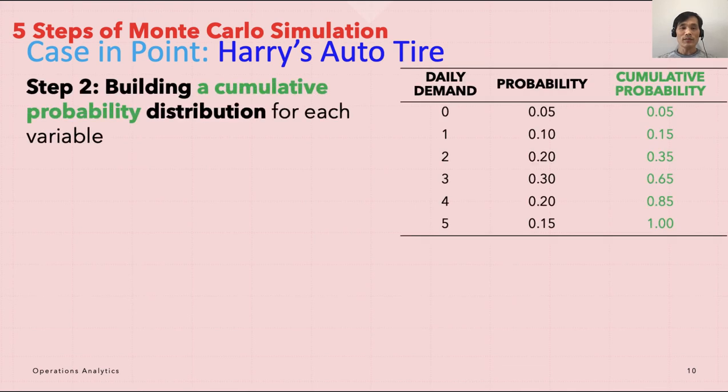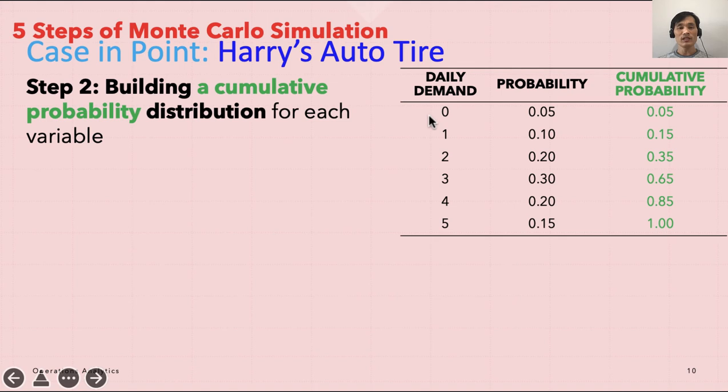Now, the second step is building a cumulative probability distribution for each variable. Once you have this probability from your historic data, you have to build a cumulative probability, meaning the total probability from the previous ranks and the current rank altogether. For example, for daily demand 0, we have 5%. Since we don't have a previous category, we just leave 5% as the cumulative probability.